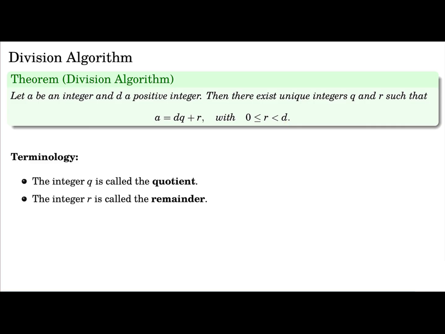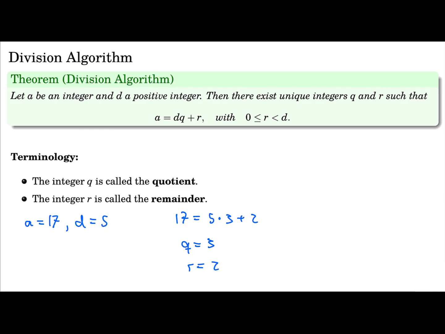And so let's see an example. If we let a equal 17 and d equal 5, then 17 is going to be equal to 5 times 3 plus 2. And so here the quotient is going to be 3 and the remainder will be 2. And of course the remainder 2 is less than 5.